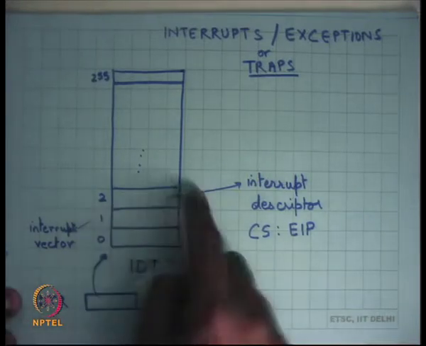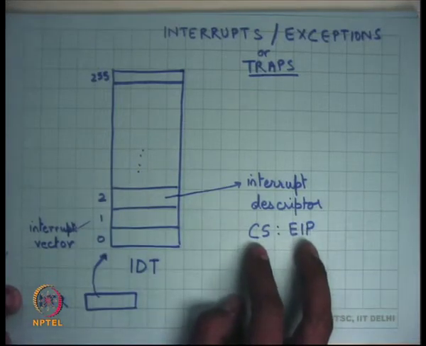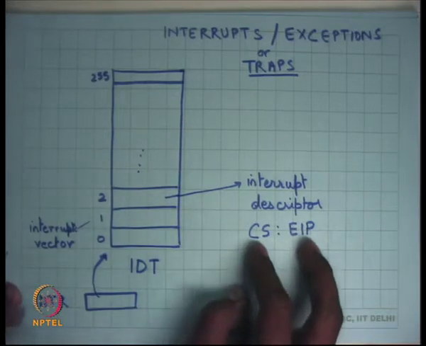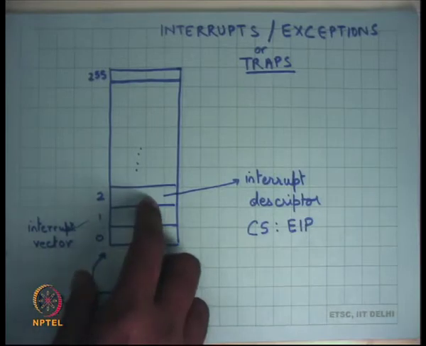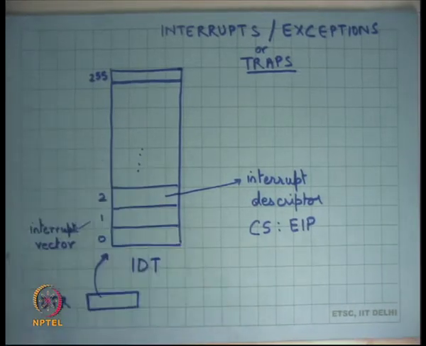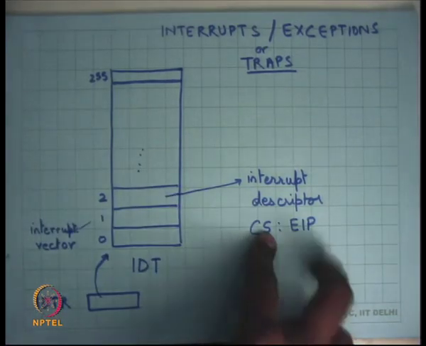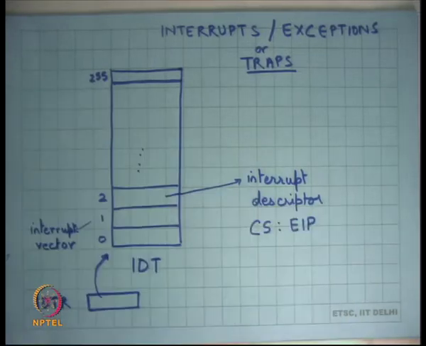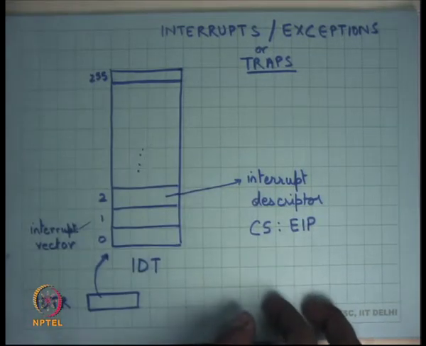Each descriptor in the interrupt descriptor table contains a pair, code segment and EIP, which is basically a pointer to the handler of that particular condition, right? For example, if the network device asserted the interrupt pin and you have assigned it number 2, then you should have the network device handler at this particular address. Or if there was a segmentation violation, then you should have the segmentation fault handler at this location, and so on.